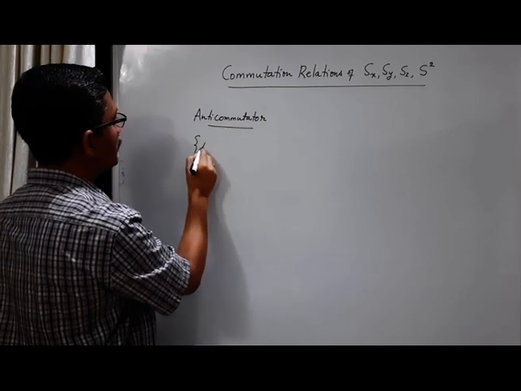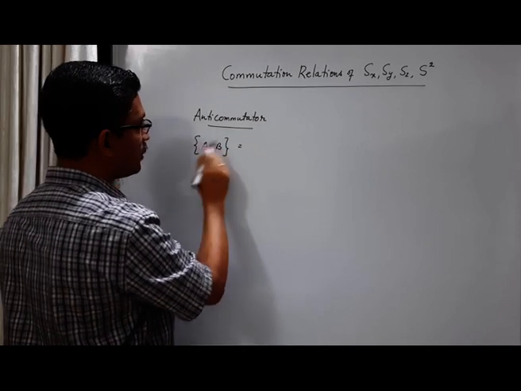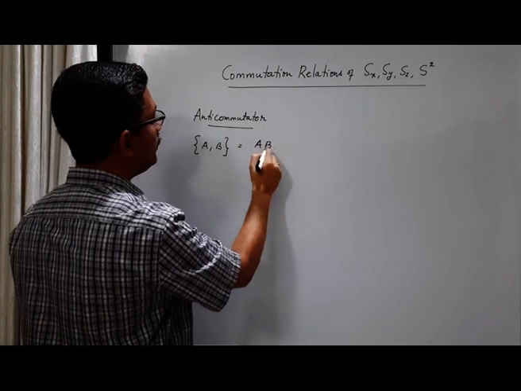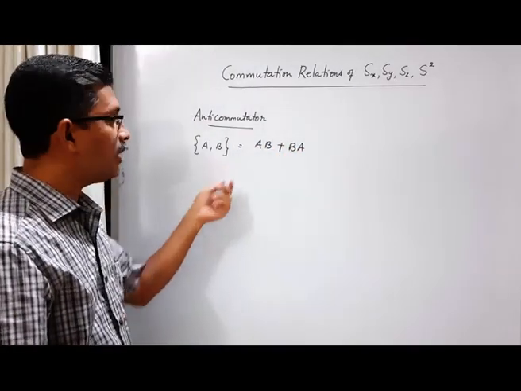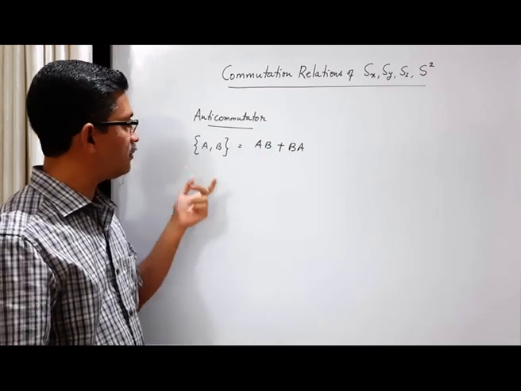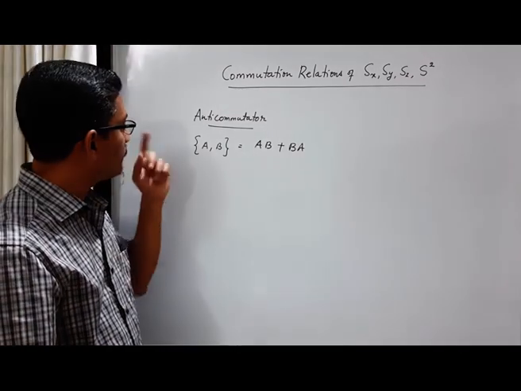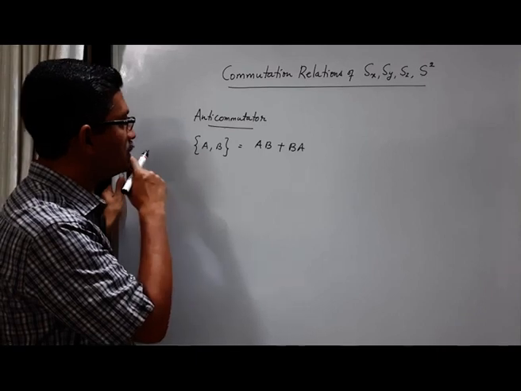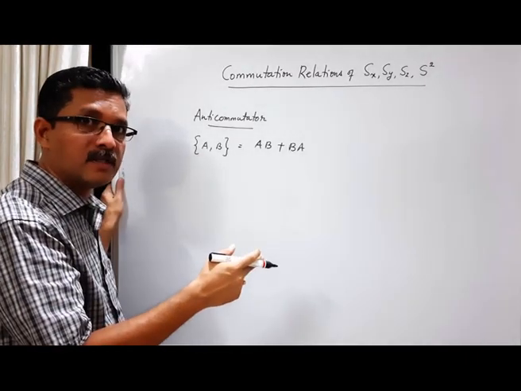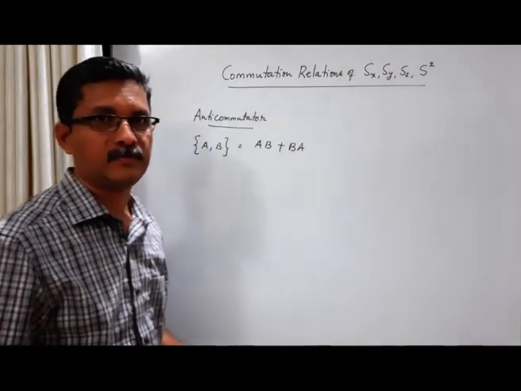We use this notation, curly bracket a comma b, and this is a shorthand notation for AB plus BA. This is called anti-commutator. AB minus BA is the commutator. AB plus BA is called anti-commutator. Okay. Now let us consider the anti-commutation relation between the components of spin operator. Okay, they are important.